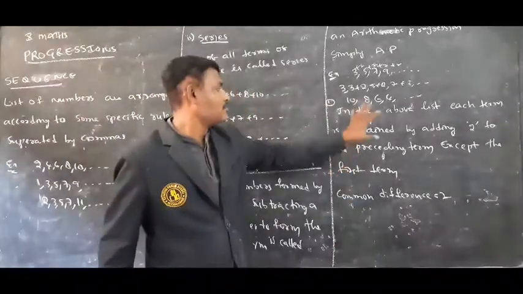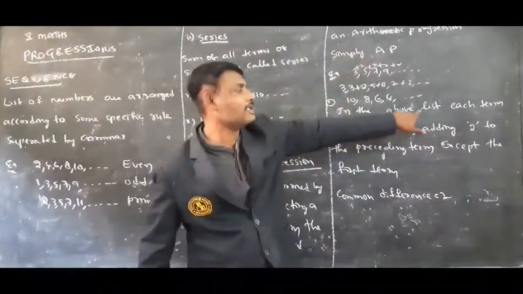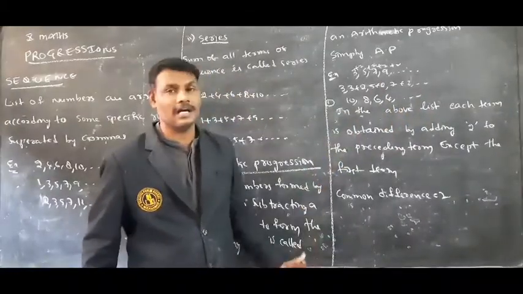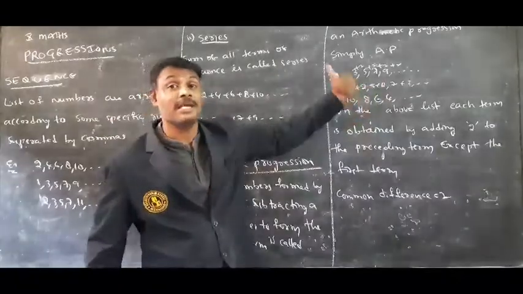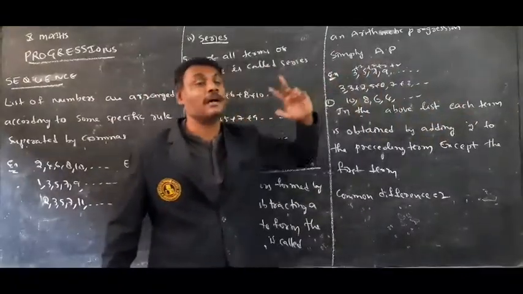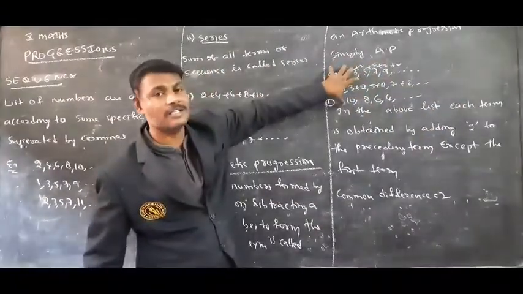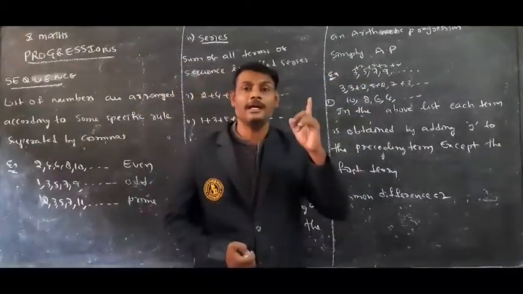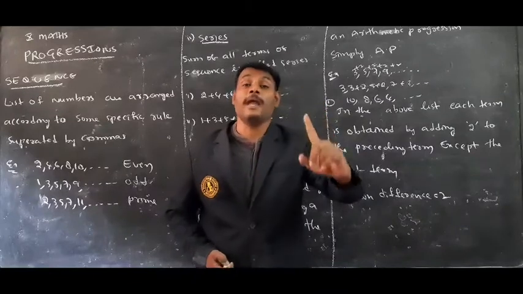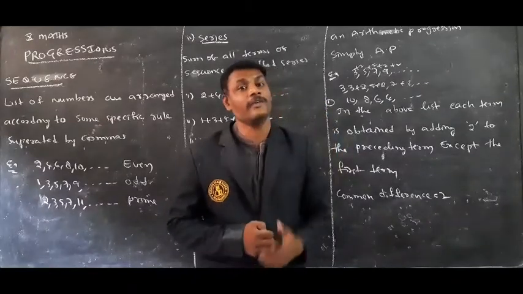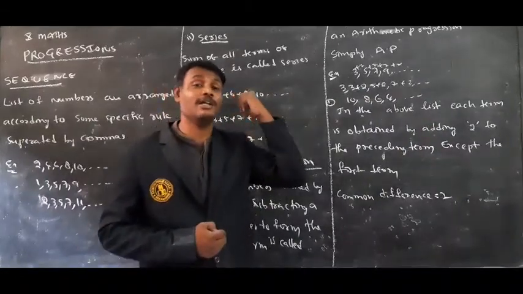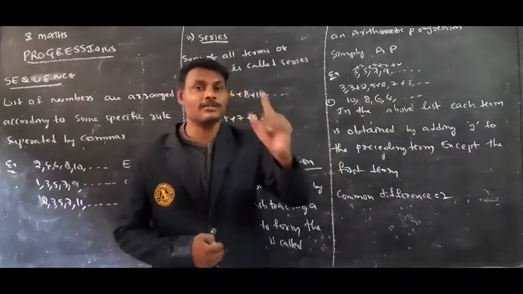So in the above list, each term is obtained by adding 2 to the preceding term. In this one, by subtracting 2 from the preceding term. So this type of sequence is called an arithmetic progression, and the fixed term you are adding or subtracting is called the common difference. Whatever fixed term you add or subtract, that is called the common difference.